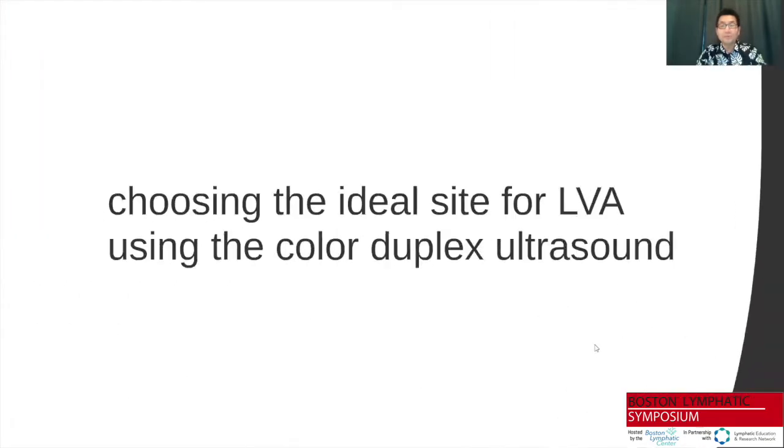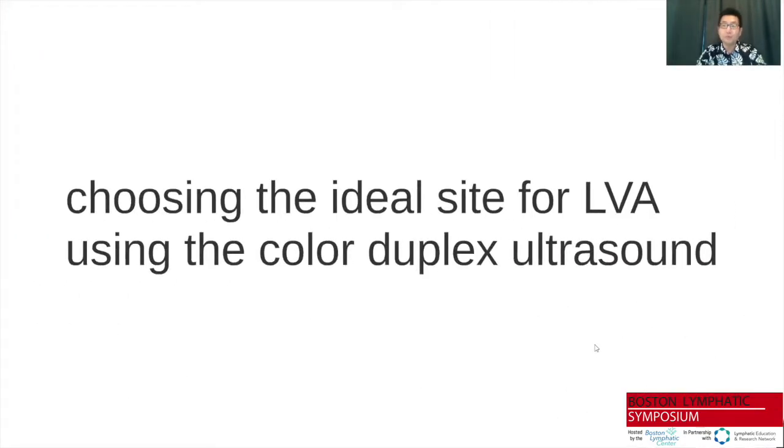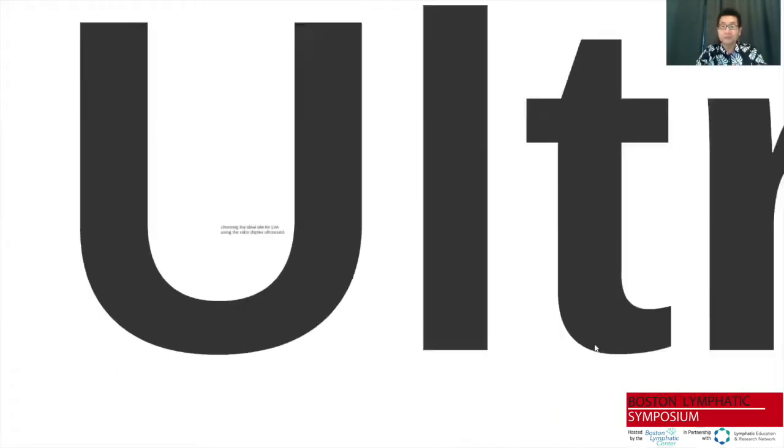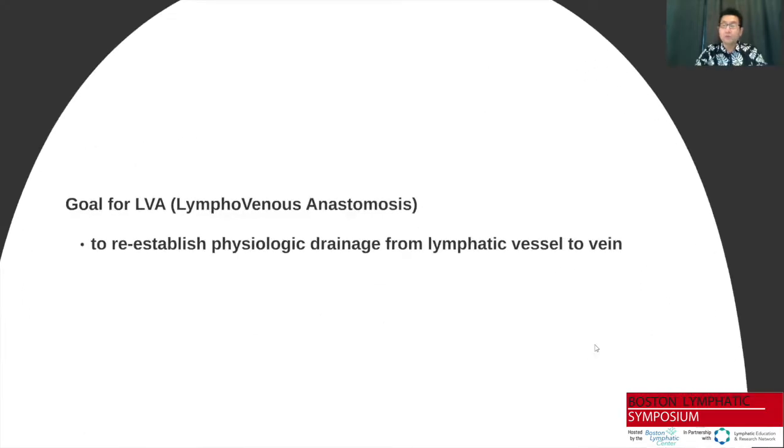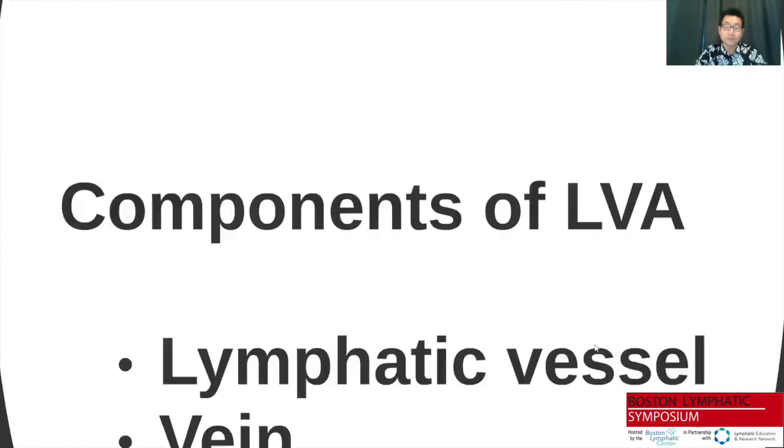Today, my talk is going to be focused on how we choose the ideal site for LVA, utilizing the color duplex ultrasound. As you know, the goal of all lymphovenous anastomosis is basically to reestablish the physiologic drain from the high-pressure lymphatics to the low-pressure vein.